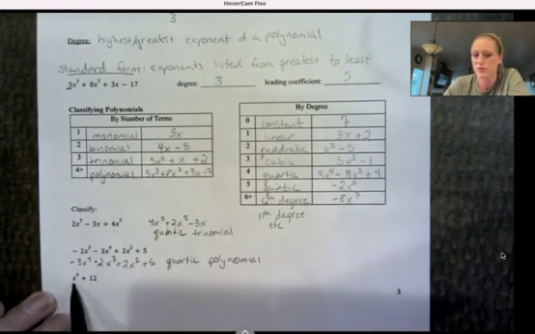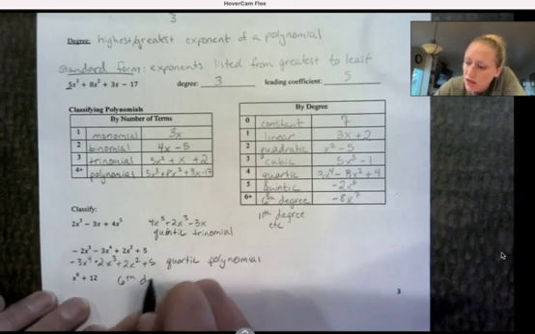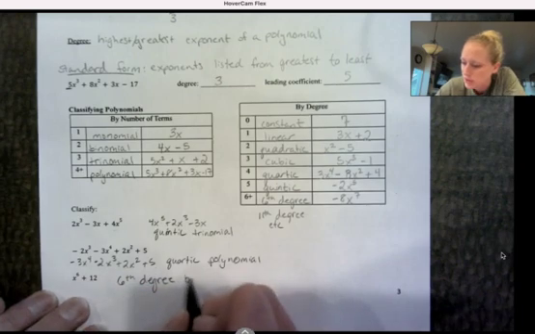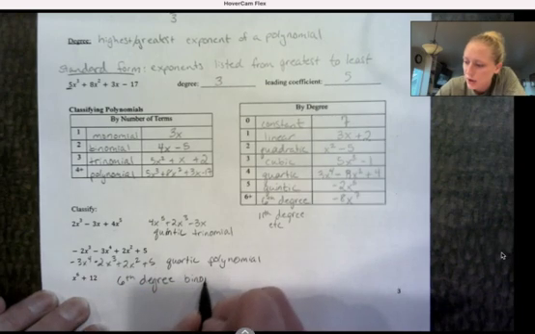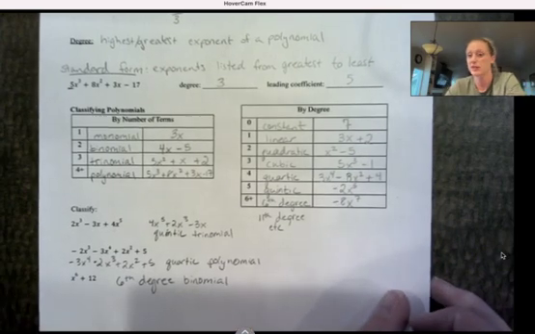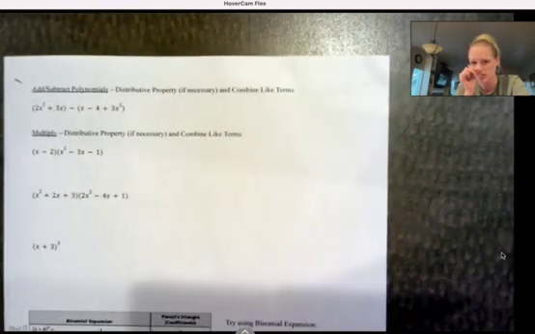This one's in standard form, so this is a 6th degree. And there's only 2 terms, so this is a 6th degree binomial. All right, and that is how we classify, so by degree and by number of terms. Okay, next we're going to look at operations with polynomials.